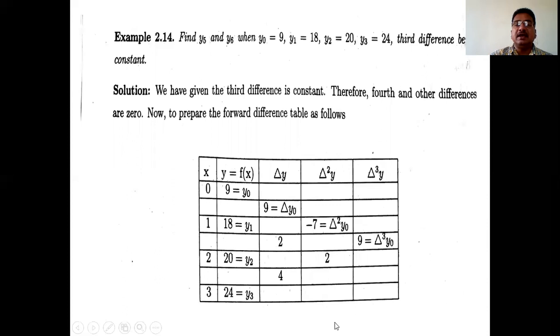This is f of a, this is delta f of a, delta square f of a, delta cube f of a. Substitute all these values, and we get the answer y5, that is the value of y or f(x) at 5. Similarly, substitute x as 6 and repeat the whole process, and we get the value at 6.